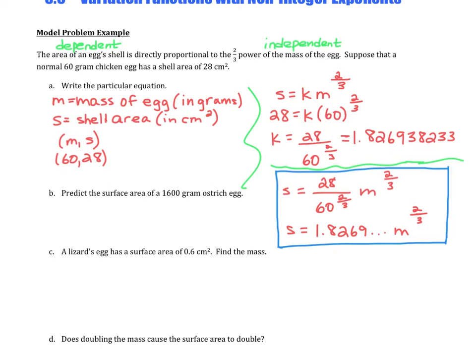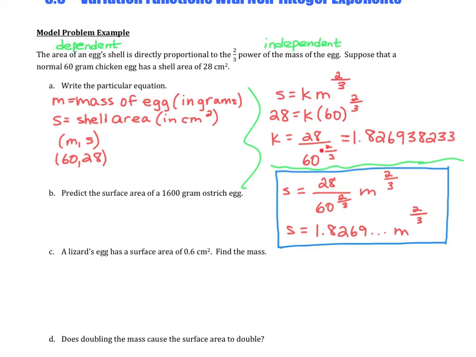And because of all the work that we've recently been doing with storing values in your calculator, you should already know how to do that. But if you don't, make sure you ask your teacher in class. All right, so then to come up with the particular equation, it would be S is equal to our K value of 28 divided by 60 to the 2/3 power times M to the 2/3 power.